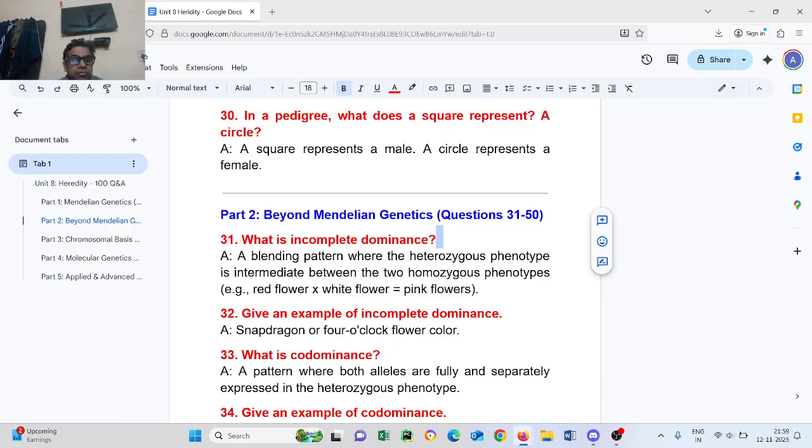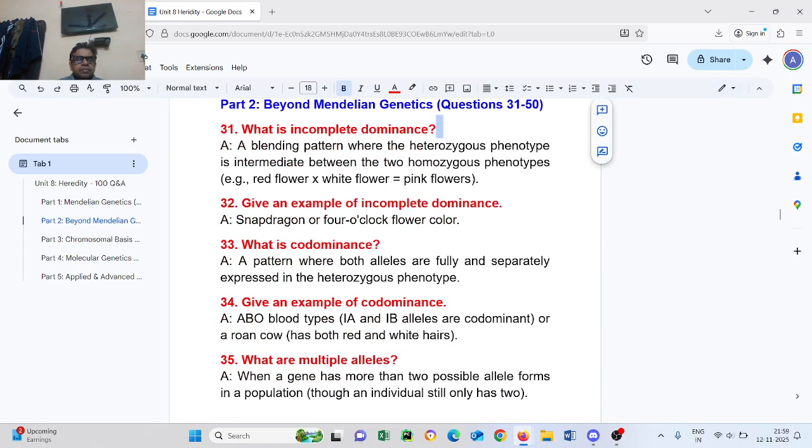Question number 32. Give an example of incomplete dominance. Snapdragon or four o'clock flower color. Question number 33. What is codominance? A pattern where both alleles are fully and separately expressed in heterozygous phenotypes.